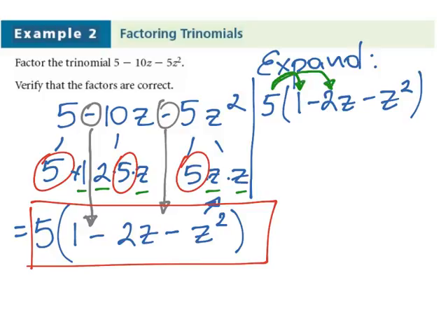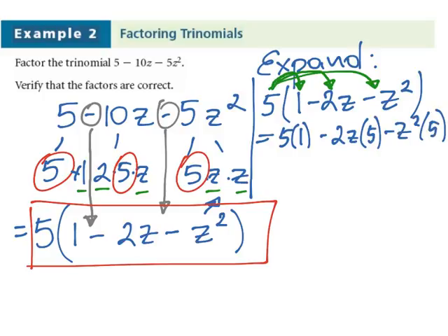So 5 times 1 is 5 times 1 minus 2z times 5 minus z squared times 5. I'm going to multiply everything outside to everything inside. So 5 times 1 is 5. Negative 2z times 5 is negative 10z. And negative z squared times 5, don't forget that there's actually an invisible 1, so that's negative 1 times 5. We will get negative 5z squared.